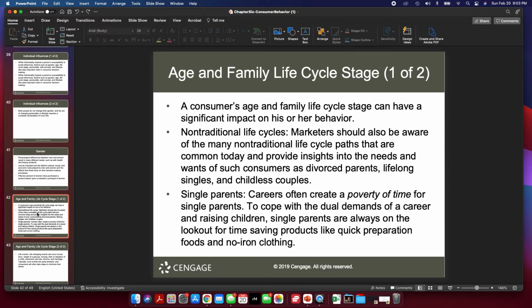Single parents. Some people choose to be a single parent, and that's fine. Careers are often created to cope with the dual demands of a career and raising children. And single parents are always on the lookout for time saving products like quick preparation foods and no iron clothing. Back in the 80s, there were no ads that featured single parents or marketing mixes that were adjusted for single parents. Now it is an accepted status, an accepted life cycle stage.